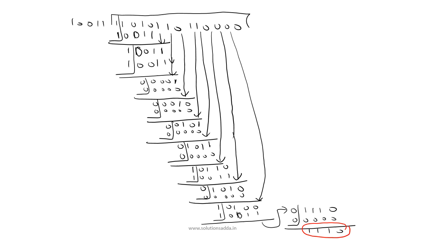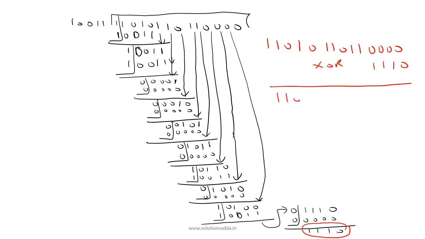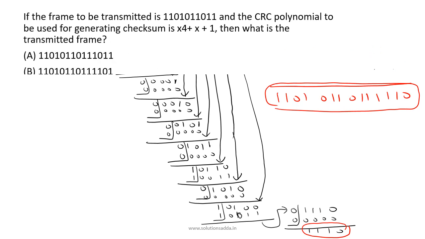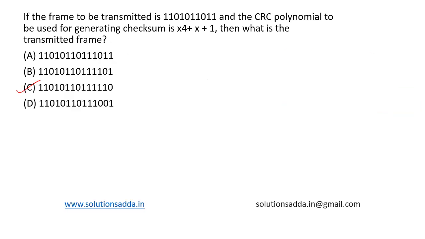Now the third step is we perform XOR sum of the remainder with the appended zeros in data unit. We have 11010110110000 XOR 1110. We will get 11010110111110. This is the final answer. Now in the options, option C matches, and option C is the right choice.